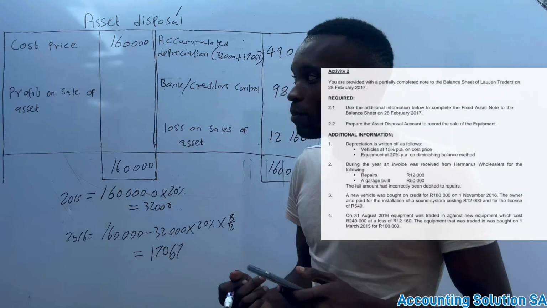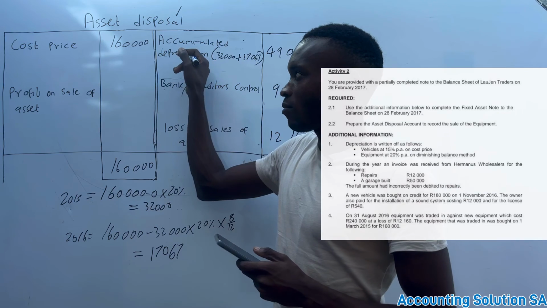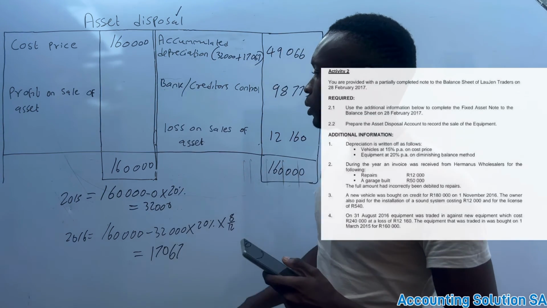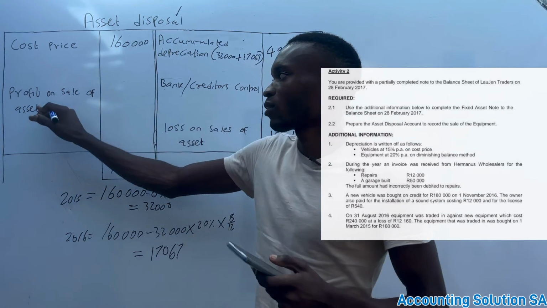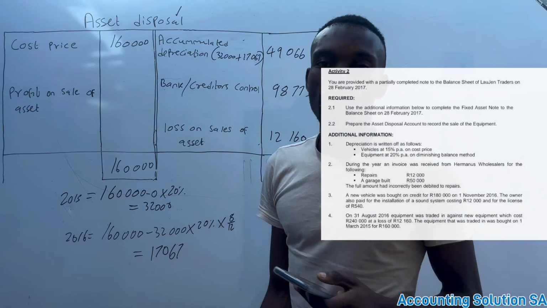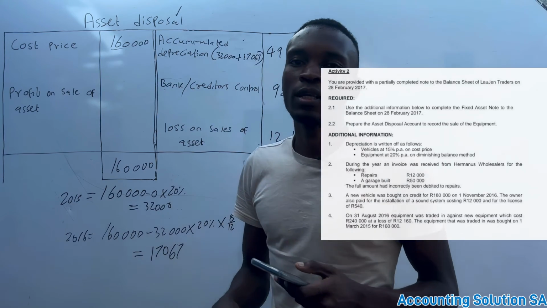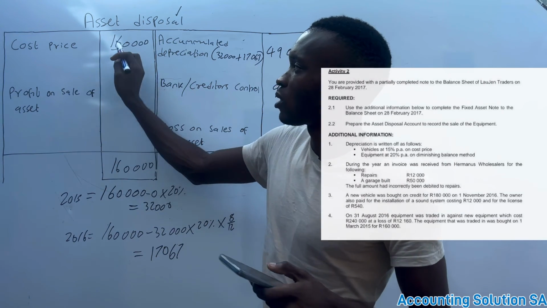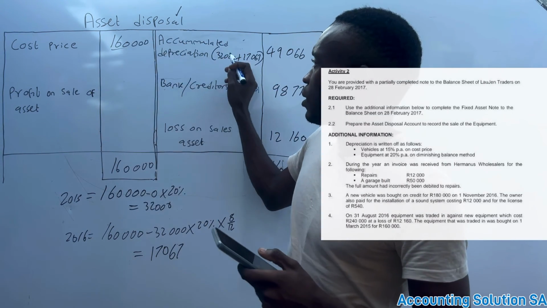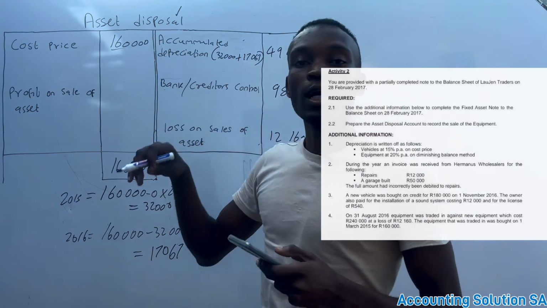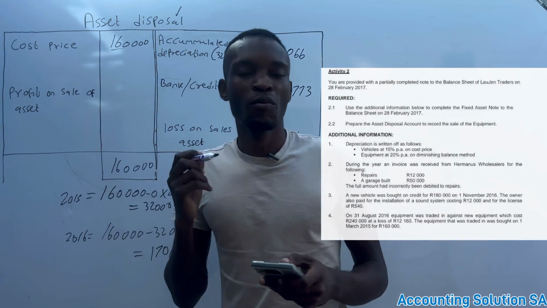Some other time you will do this one as a balancing figure. Sometimes you will do the loss or profit on sales of assets as a balancing figure. So this one will always be given. You can't do a balancing figure with this one because you will need it when you calculate what? Accumulated depreciation. I hope you learned something.